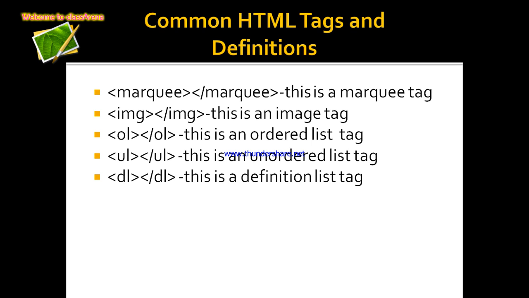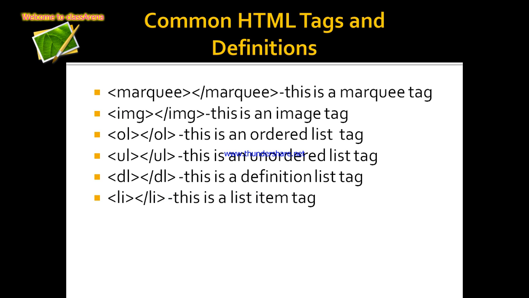We have the dl and /dl. This is actually a definition list. This is a type of list that has items with their descriptions. Okay, never mind, we'll use them and you will get to know them in our subsequent videos. Okay, alright, just keep your fingers crossed.